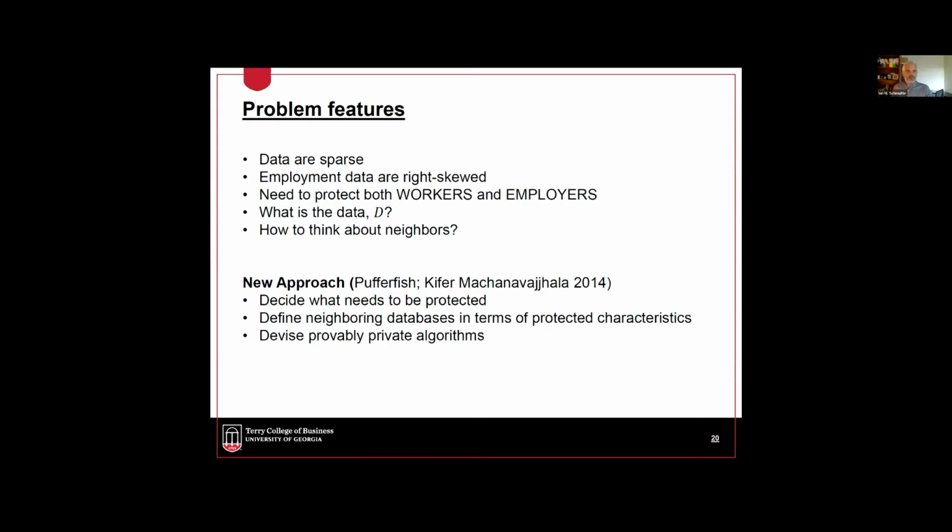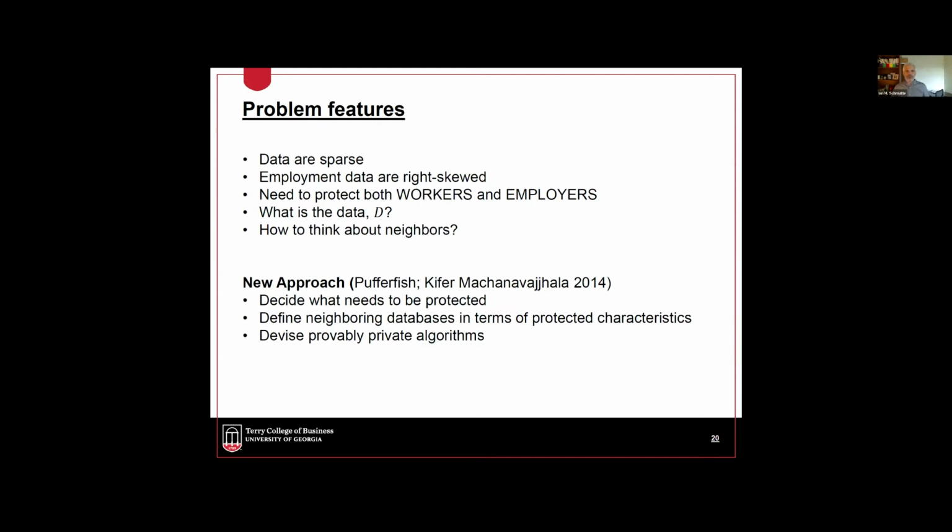So once again, the data here are sparse because of course we're looking at employers, geolocated down to the block level. The employment data can be right skewed, and so that means that there's the potential for a lot of disclosure of employer characteristics. Furthermore, there's a statutory requirement to protect both the workers and the employers. And so this kind of calls into question what exactly is the nature of the underlying database? And how exactly should we think about neighbors?